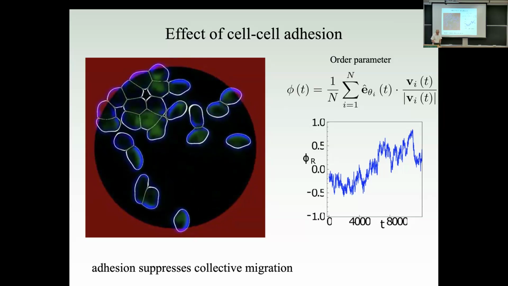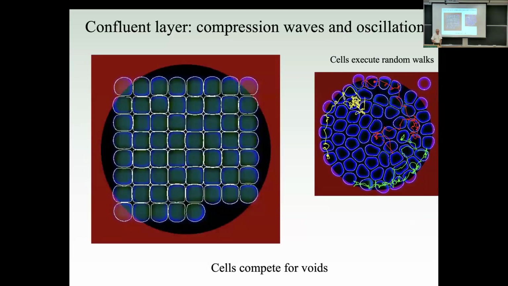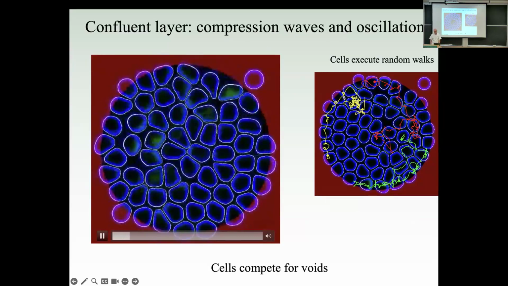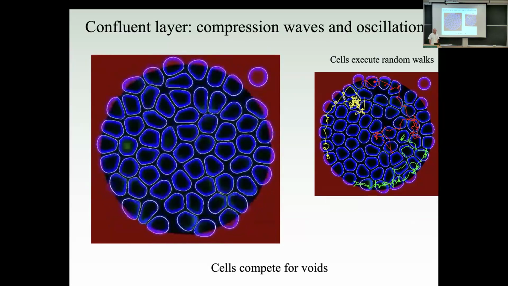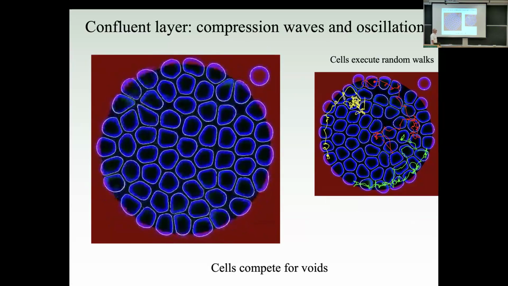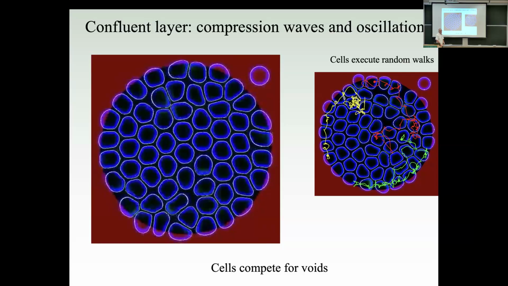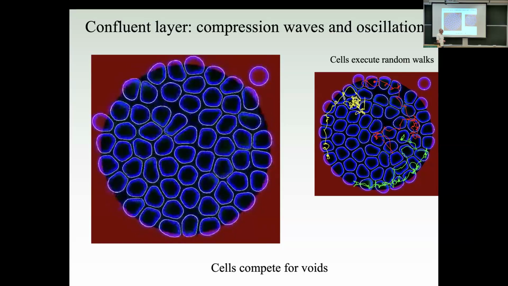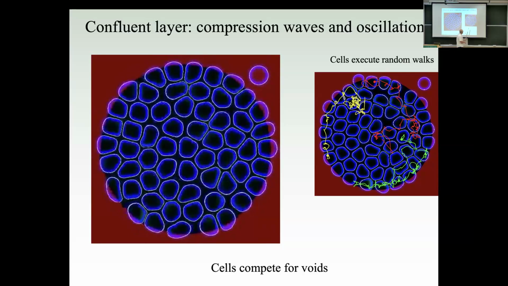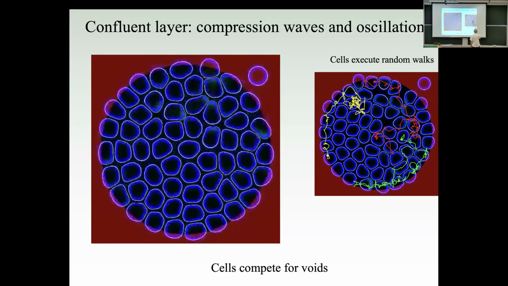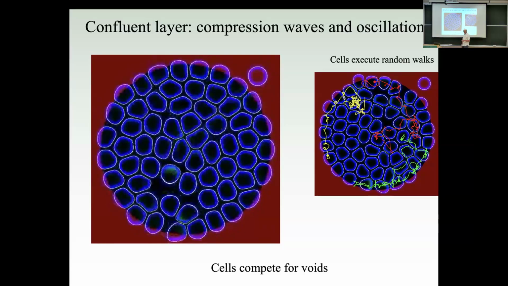Then, if you increase the number of cells, you have a situation similar to a confluent layer where everything is occupied. In this case, the dynamics is interesting. First you have some mechanical oscillations, and then cells start to compete for voids. They are all self-propelled, they want to move, but there is a hindrance from the neighbors. This is the trajectory of a cell; they execute some sort of random motion.